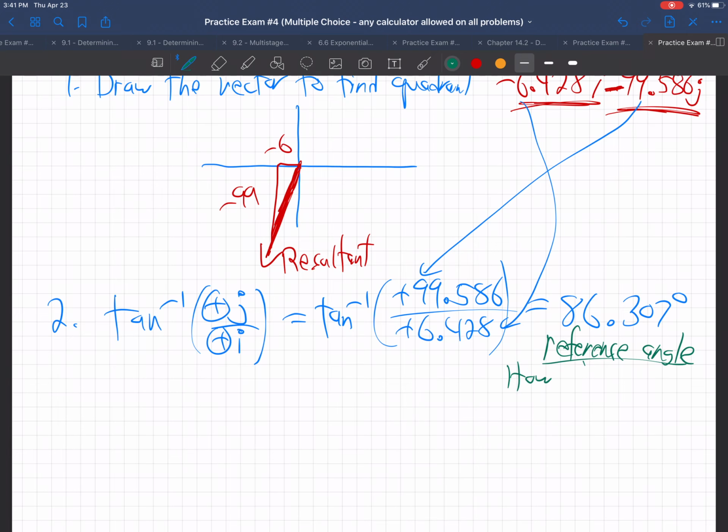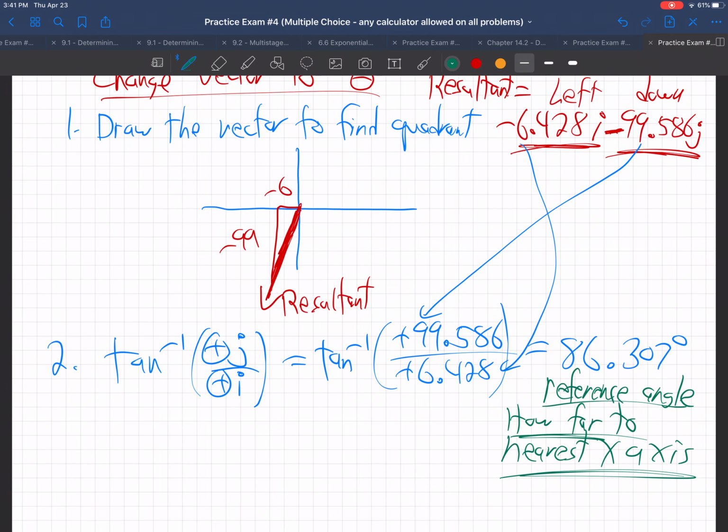It's how far to the nearest x-axis. That's what it is. What am I talking about? It's a good time to review reference angles. It's been a while. So if you go back up here and you look at your resultant vector, this is the x-axis, right? There's the positive side of the x-axis. Here's the negative side. There are two sides to the x-axis, the positive side and the negative side. This resultant vector, is he closer to the negative side or closer to the positive side of the x-axis? He's closer to the negative side.